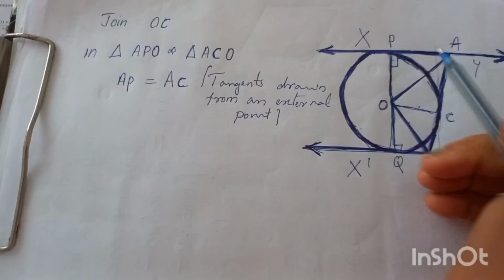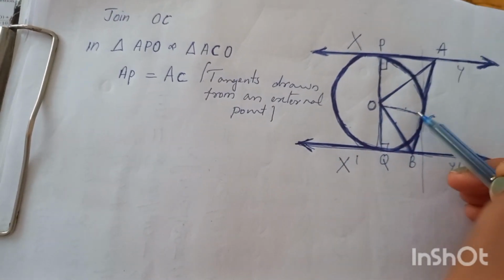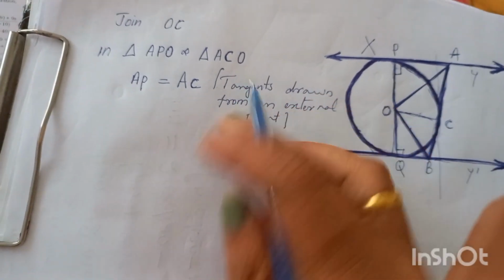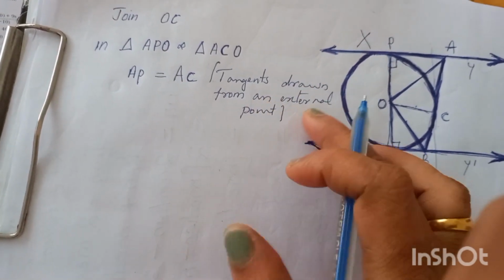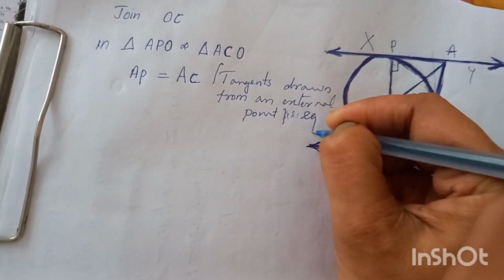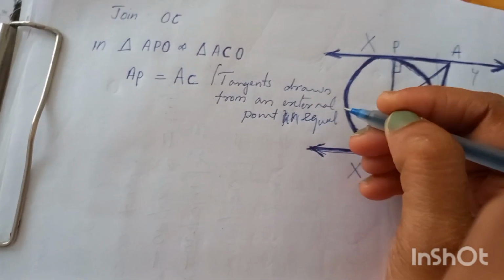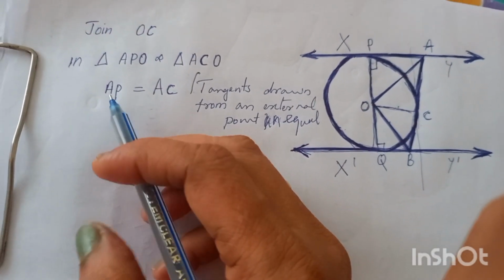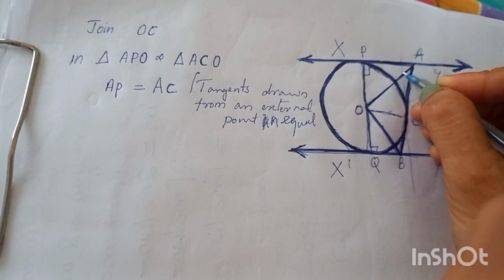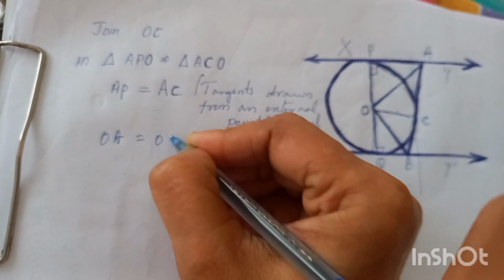Let's do the problem. In triangles APO and ACO, AP is equal to AC. What is the reason? Tangents drawn from an external point are equal. Then next, OA is equal to OA, which is common.